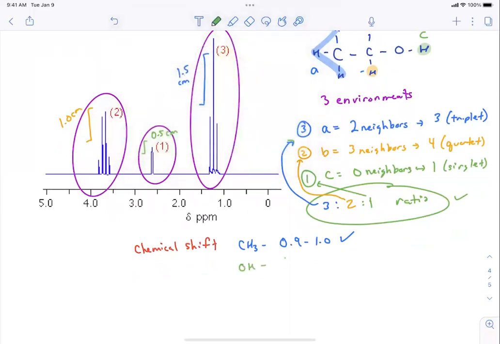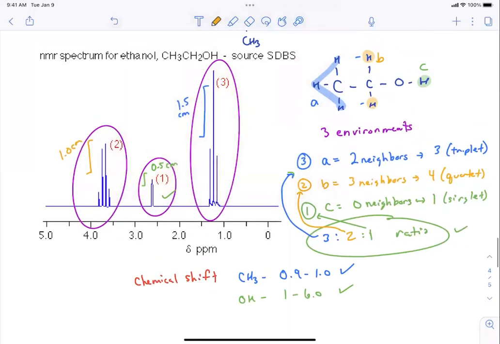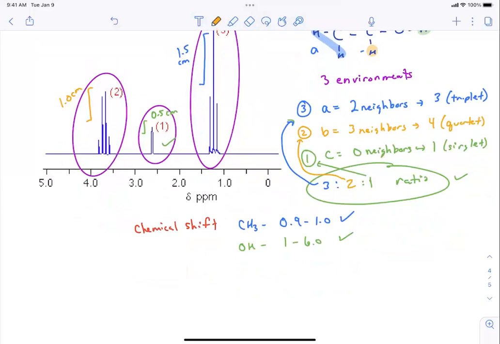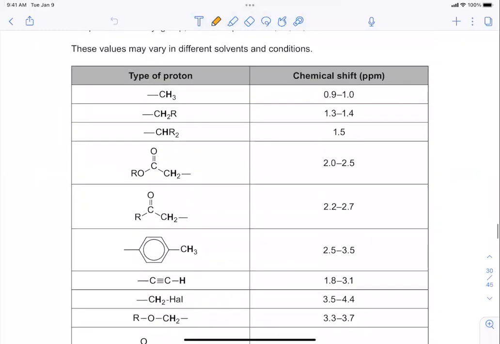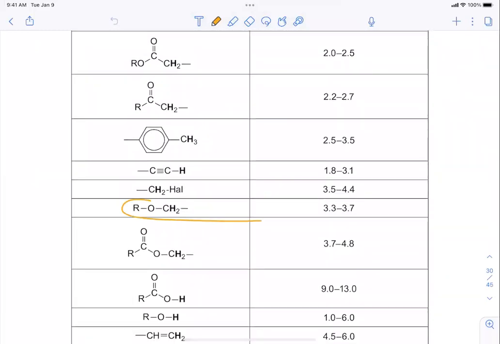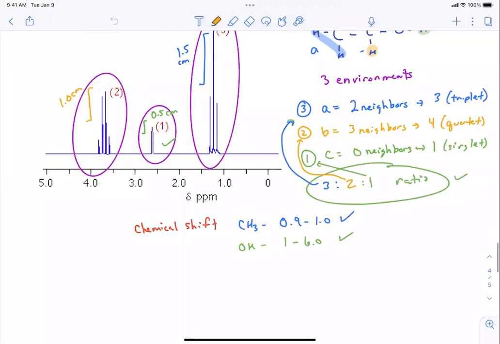If you look at an OH, that should be between 1 and 6. So that is also correct. And if you look at a H on a carbon next to an OH, that one's kind of tricky, but if you look there and try to find it, it would be something like this. The R being an H, and the hydrogen being on the carbon next to that. So 3.3 to 3.7. That also matches the shift that we're looking for here.